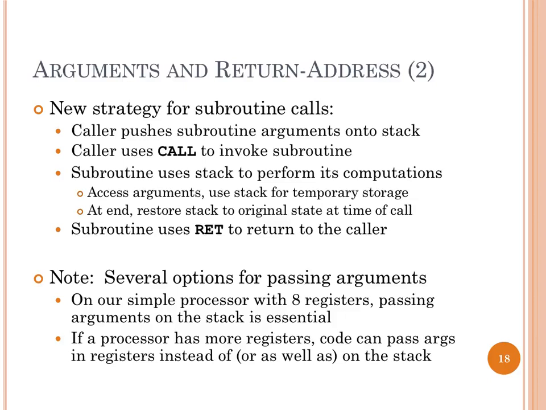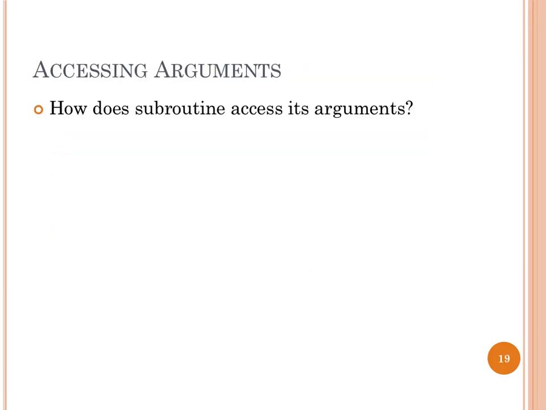Okay? So like I say here, there's several options for passing arguments on our simple processor with 8 registers, which is all we have in our little slideware CPU. Passing arguments on the stack is important. There's not many other nice ways of doing it. Okay? But if we have a lot of registers, we can pass arguments in registers instead of the stack or in addition to passing them on the stack. We actually have quite a bit of flexibility in how we design this mechanism. Okay? So I want to explore this so you can see some of the rationale behind the designs that you will be observing in the next few weeks.